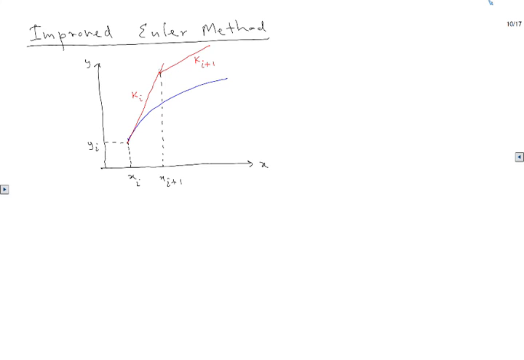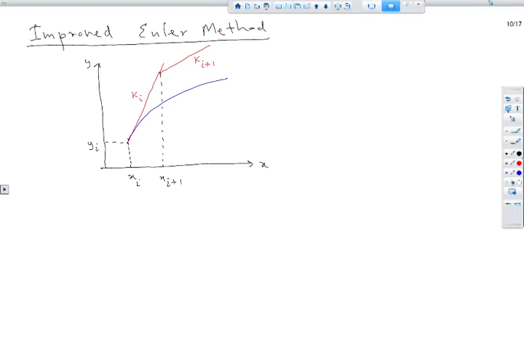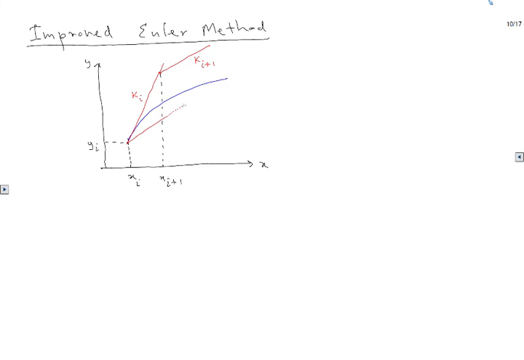So now what we're going to do is draw a line parallel to that at this point. So we're going to draw a line parallel to this. This is the line that we're talking about. And then what we're actually going to use is the average slope of these two for the next one.